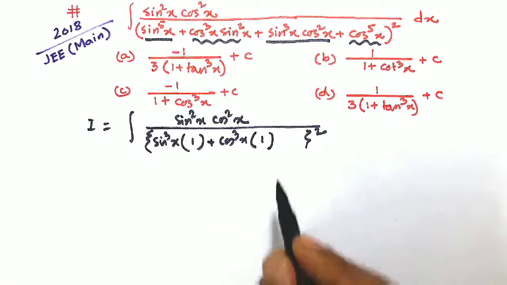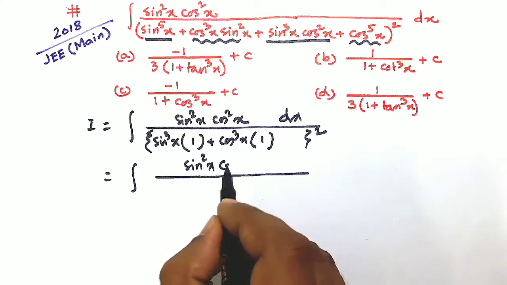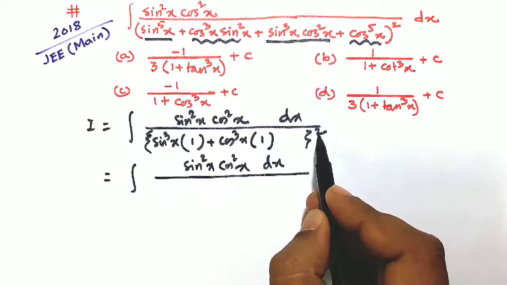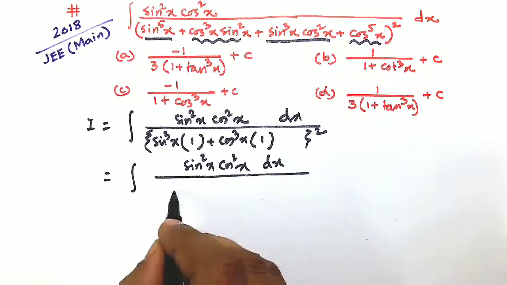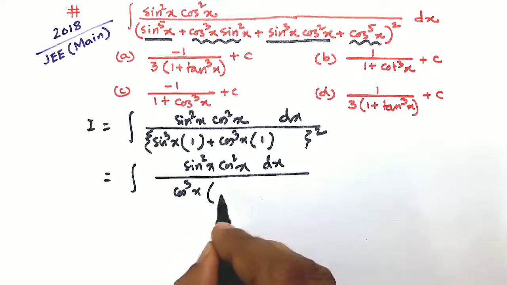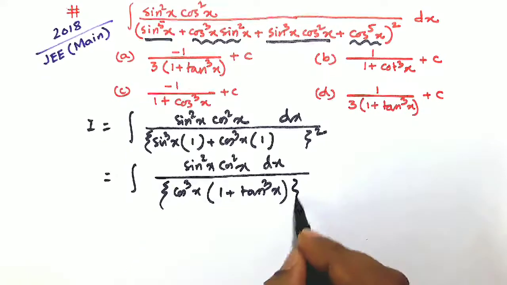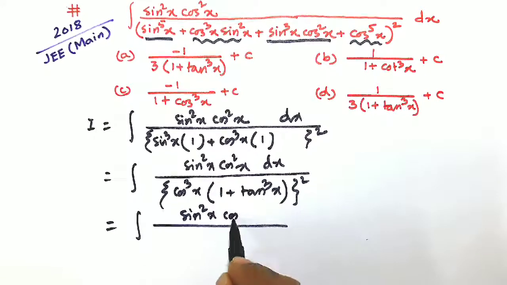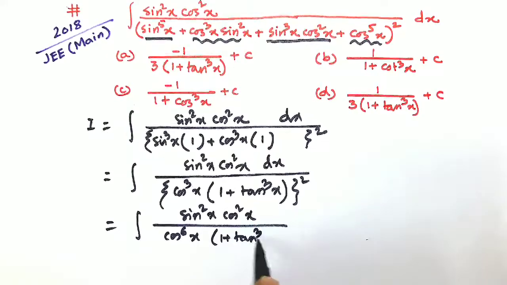So friends, this is equal to integration sin square x cos square x dx divided by sin cube x plus cos cube x whole square, is it? So from sin cube x and cos cube x, we can take cos cube x common. So we take cos cube x common, and in bracket there will be 1 plus tan cube x, but there is a square. So this is equal to sin square x cos square x divided by, this is cos to the power 6x. So again we write cos to the power 6x, and this is 1 plus tan cube x whole square.